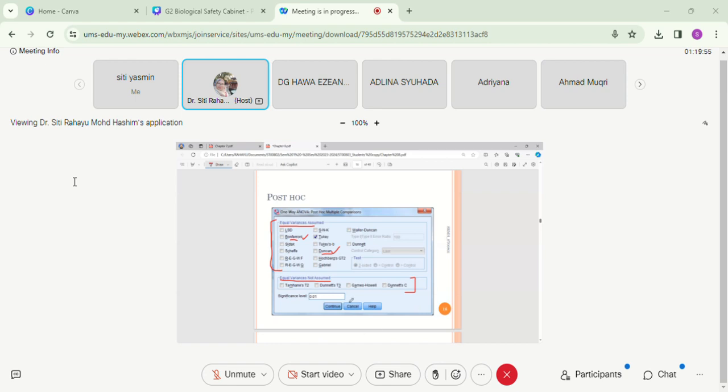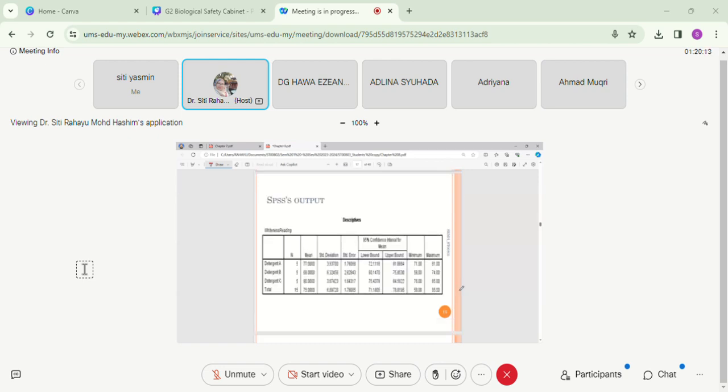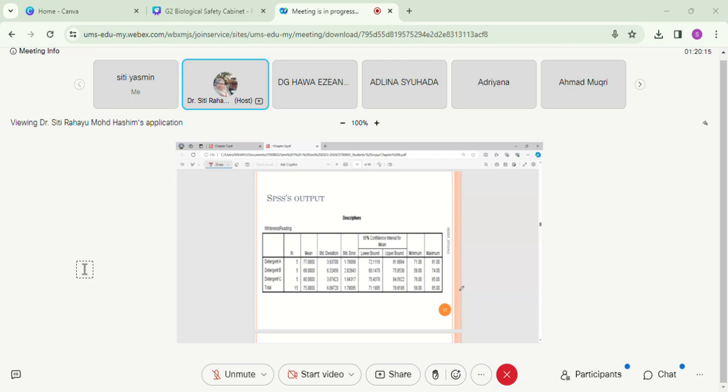So for the significance level, the default setting is 0.05. So here I change it to 0.01. The default setting is 0.05, so I change it to 0.01 according to the questions given to me. Okay, so this is the first output.